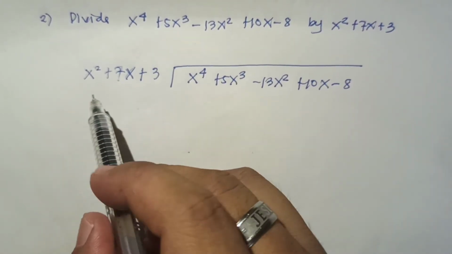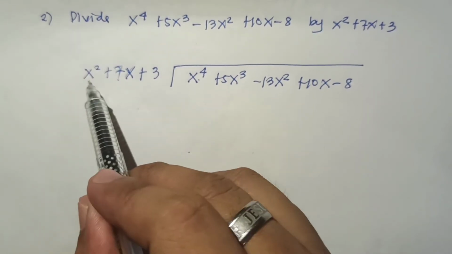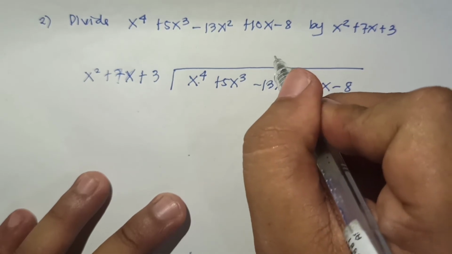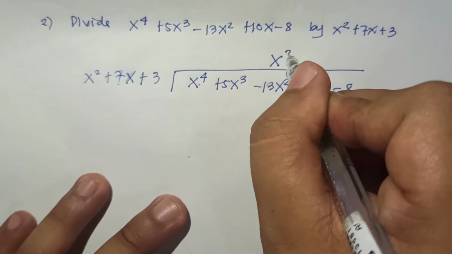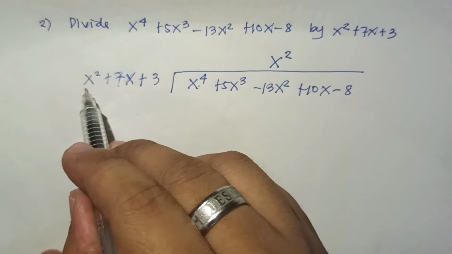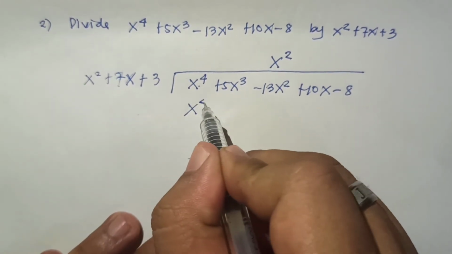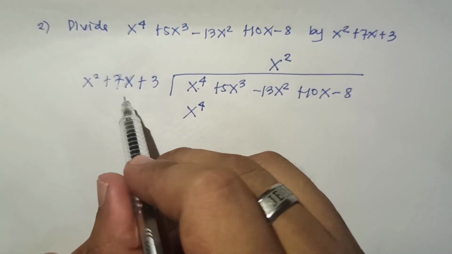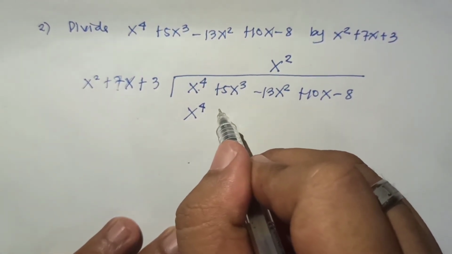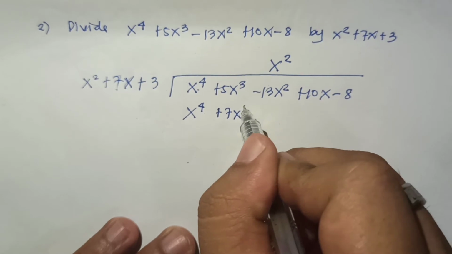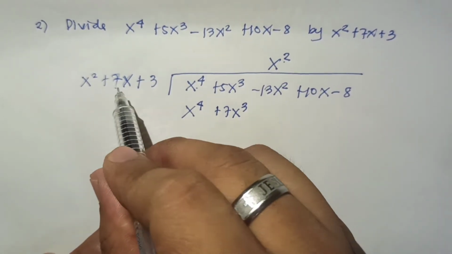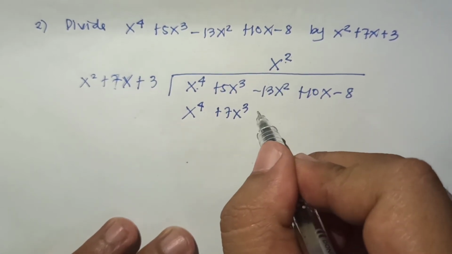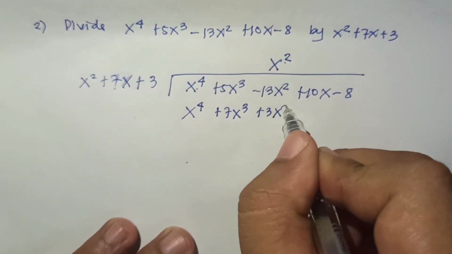First, you're going to divide x raised to 4 by x squared. So this is x squared. Align here, x squared. x squared times x squared is x raised to 4. x squared times 7x is plus 7x cubed. x squared times 3 is plus 3x squared.